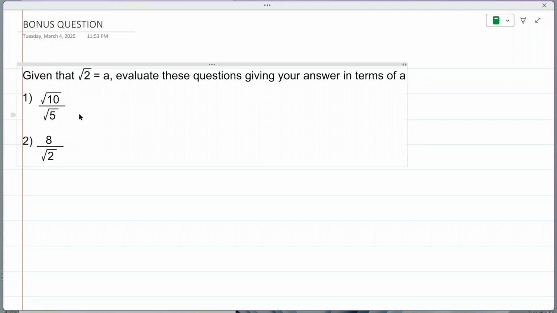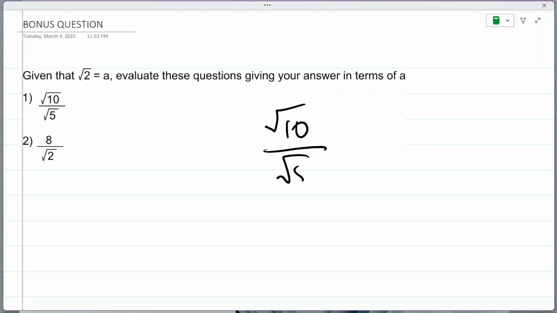Now, the same process you apply in solving this question is what you apply when you're given the square root of 2 as a decimal. Let's take the first question: square root of 10 over square root of 5.